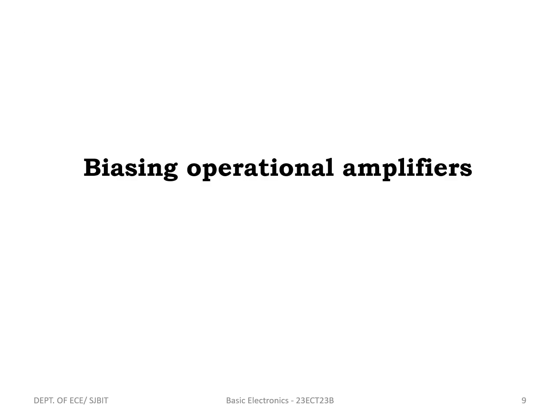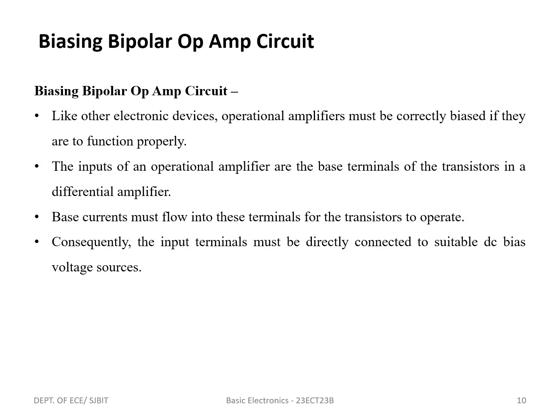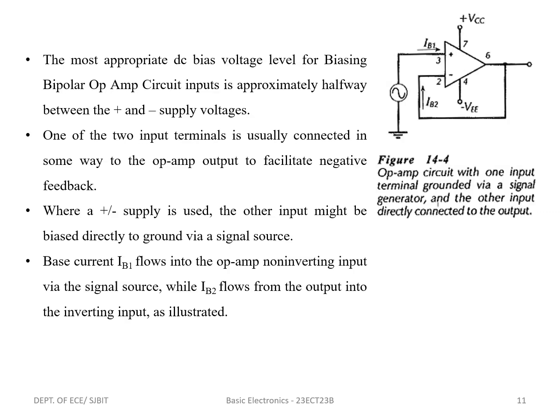Next we have biasing operational amplifiers. So, biasing a bipolar op-amp circuit. Like other electronic devices, operational amplifiers must be correctly biased if they are to function properly. The inputs of an operational amplifier are the base terminals of the transistors in a differential amplifier. Base currents must flow into these terminals for the transistors to operate. Consequently, the input terminals must be directly connected to suitable DC bias voltage sources.